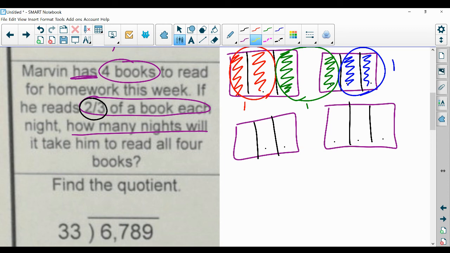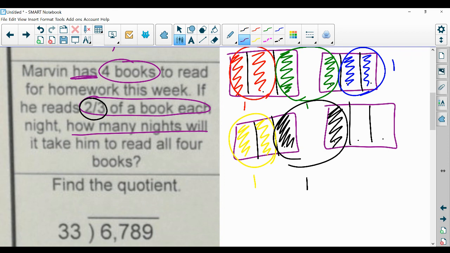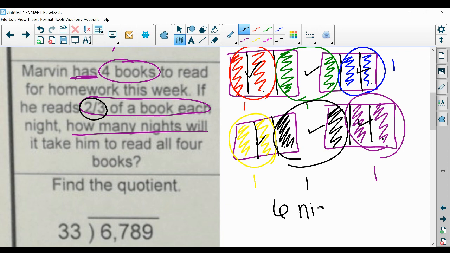And then he's going to come and start a new book and read 2/3 of it. The next night, he's going to finish that one book and start 1/3 of the other book. There's another night. And then the last night, he finishes up his books. So how many nights did it take? Well, you can count. You've got 1, 2, 3, 4, 5. It took him 6 nights to read all 4 books. So that's one way you can do it.